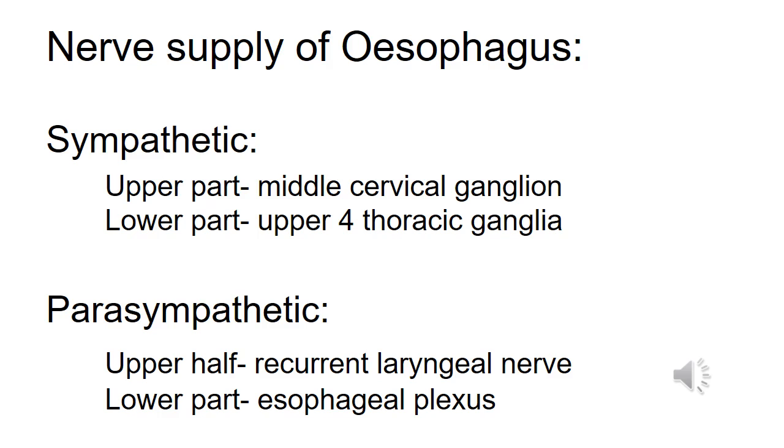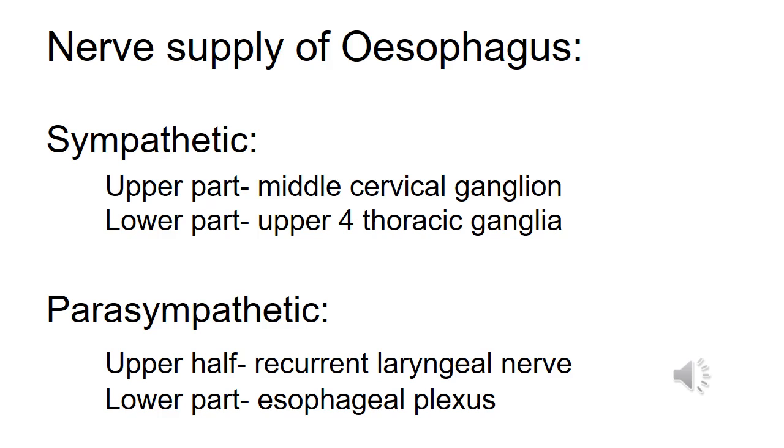Talking about the nerve supply of the esophagus, sympathetic supply to the upper half of the esophagus comes from the middle cervical ganglion and runs with the inferior thyroid arteries. For the lower half, the fibers come directly from the upper 4 thoracic ganglia to form the esophageal plexus before supplying the esophagus. Sympathetic nerves to the esophagus are vasomotor.